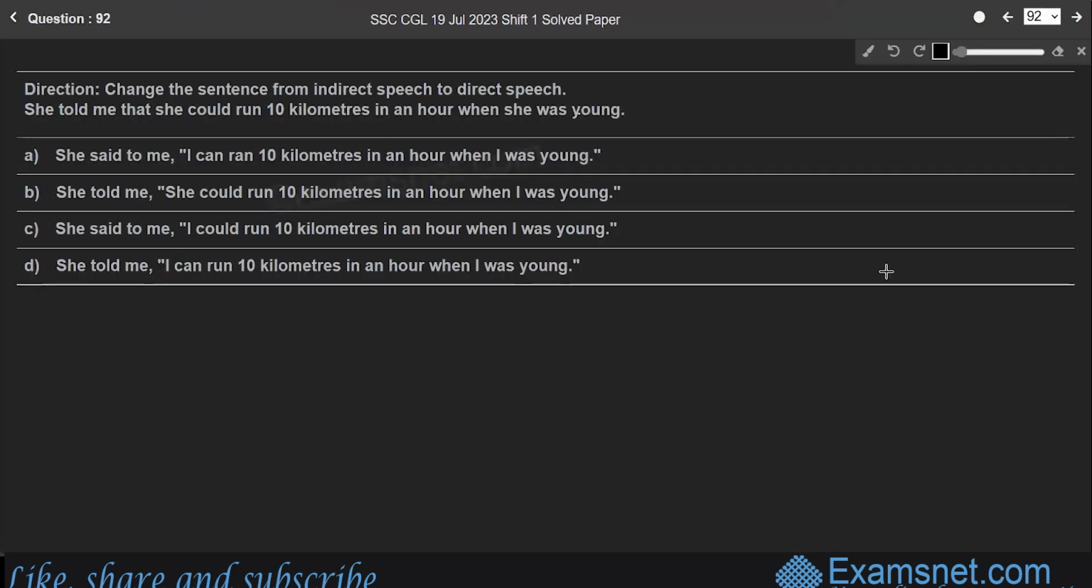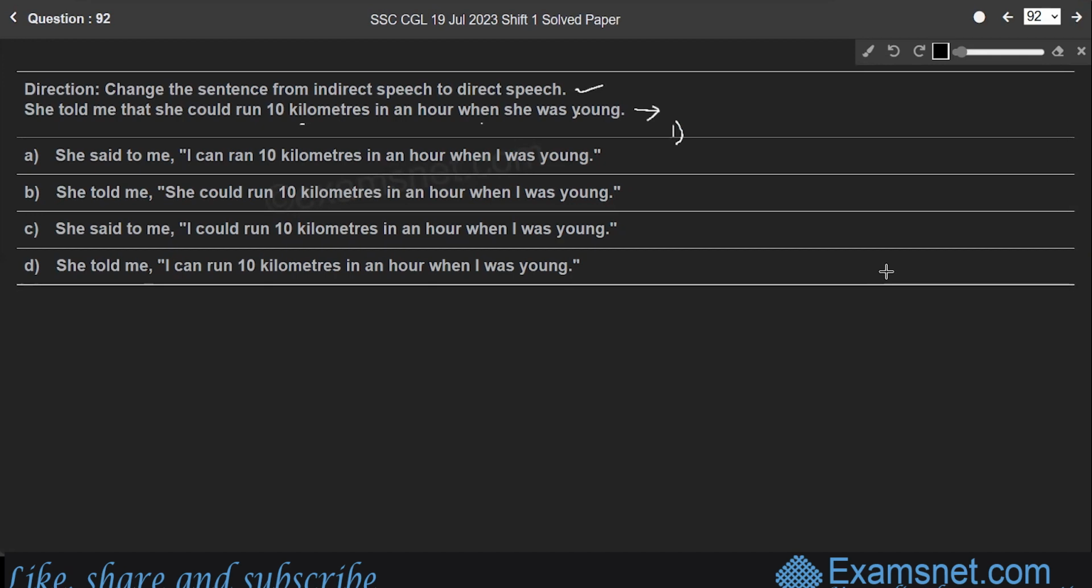Question 92. Change the sentence from indirect speech to direct speech. Here, students, the given sentence is in indirect speech. She told me that she could run 10 kilometers in an hour when she was young. Indirect speech form, right? So while converting from indirect to direct speech, we need to follow some rules.